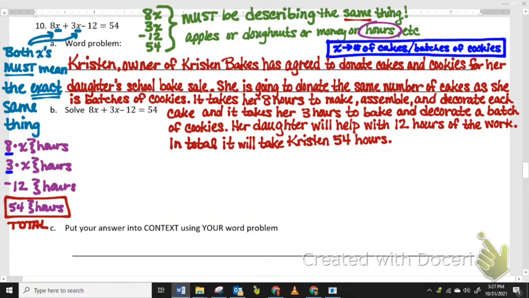So now what's our question? Think about what our question is here. What does the X mean? Number of cakes, number of batches of cookies. So we need to be answering a how many or how much since we're after a number. How many cakes and batches of cookies is she donating?